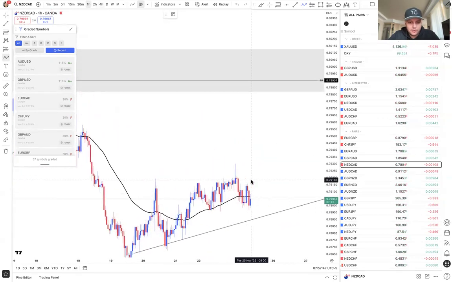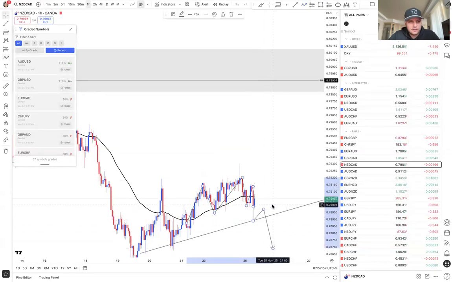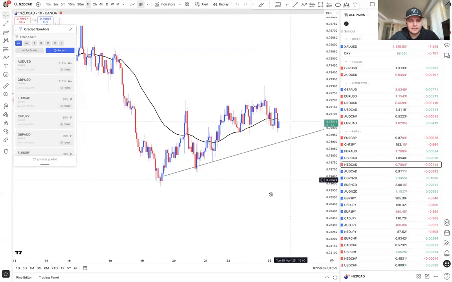Potentially waiting for a break and retest underneath this head and shoulders. Break underneath, retest, and then sell. That would be underneath the 1-hour EMA with a proper break and retest. When I say proper, I mean an actual sell, an actual retest, and then a continuation to the downside.